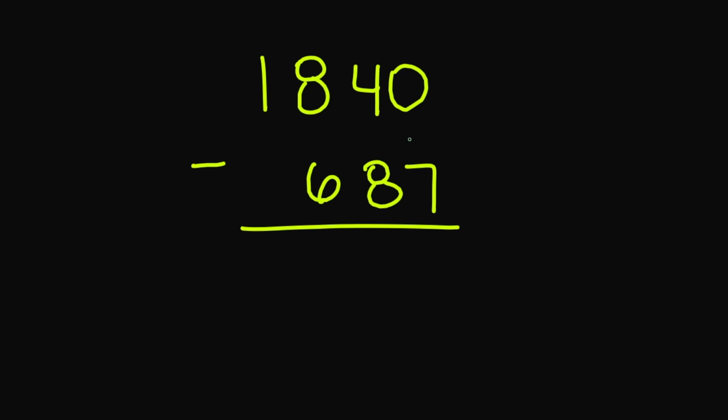Let's try this example here. We have 1,840 minus 687. Okay, I'm going to go 0 minus 7 in the ones place. I don't have enough. I'm going to borrow from the tens place. This 4 is going to become a 3. This 0 here is going to become a 10. Now I can subtract. So I have 10 minus 7. That's going to give me 3.